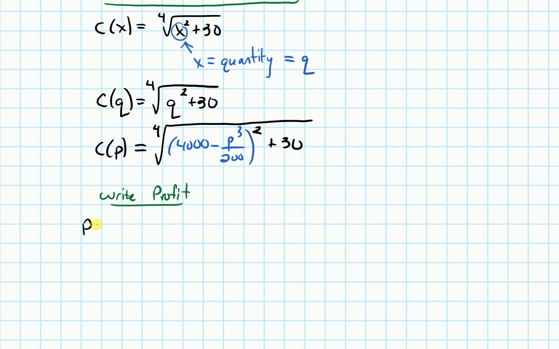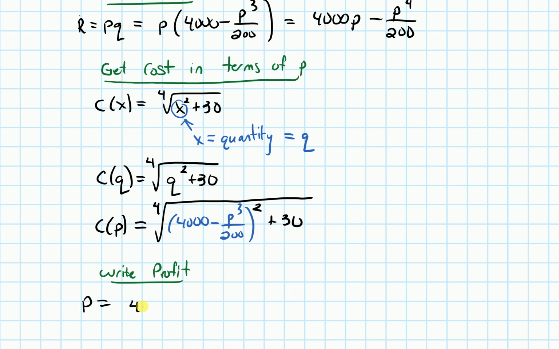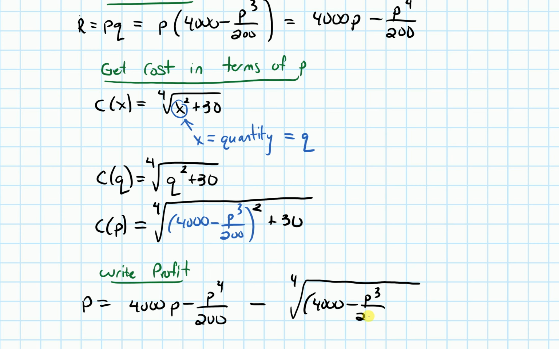All right, so the profit is going to be the revenue minus the cost. So the revenue was 4,000p minus p to the 4 over 200. And then I have to subtract the cost. So let's subtract this fourth root of 4,000 minus p cubed over 200, that whole thing squared, plus 30.